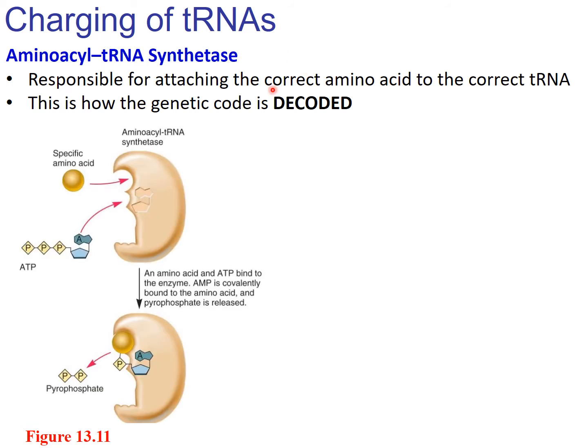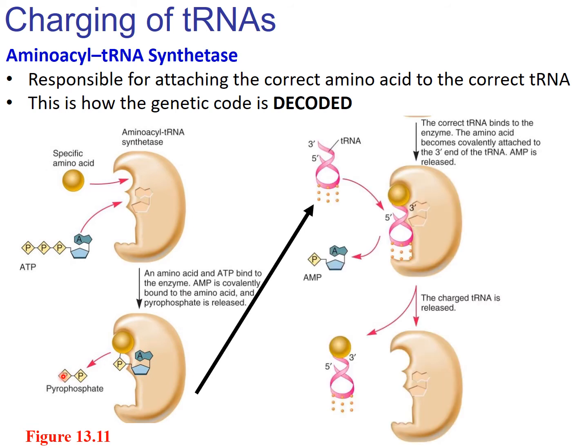Right, so we have an enzyme shown here. Now it's an enzyme, right? So it has a place where a specific amino acid can bind. It also binds ATP, so it has an ATP binding pocket. It's going to bind ATP and the amino acid, and release pyrophosphate. Then it also has a place to bind the transfer RNA.